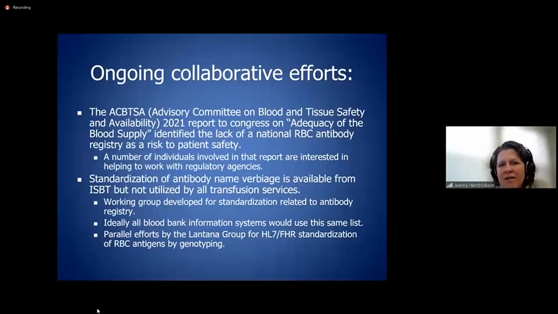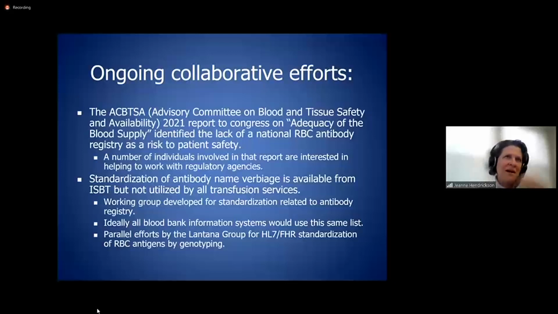And then in 2021, the ACBTSA, which is the Advisory Committee on Blood and Tissue Safety and Availability, had a report to United States Congress on the adequacy of the blood supply. In that, we identified the lack of a national antibody registry as a significant risk to patient safety. And so a number of individuals involved in that report are part of our efforts to move a registry forward. One thing that we've identified as an issue in moving a registry forward is that there is no standardization of antibody name verbiage in these blood bank information system vendors in the United States.